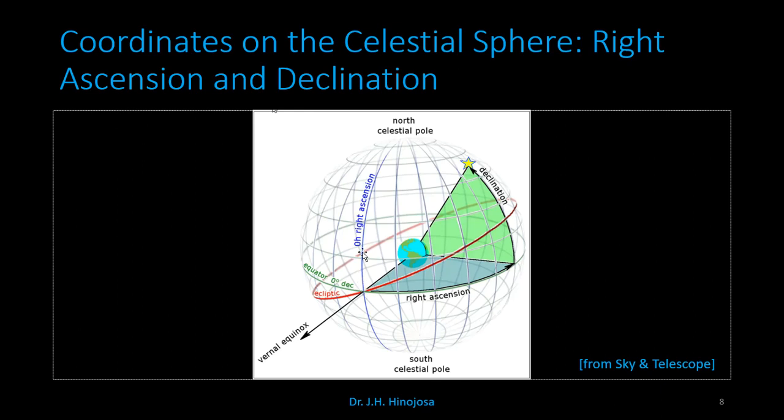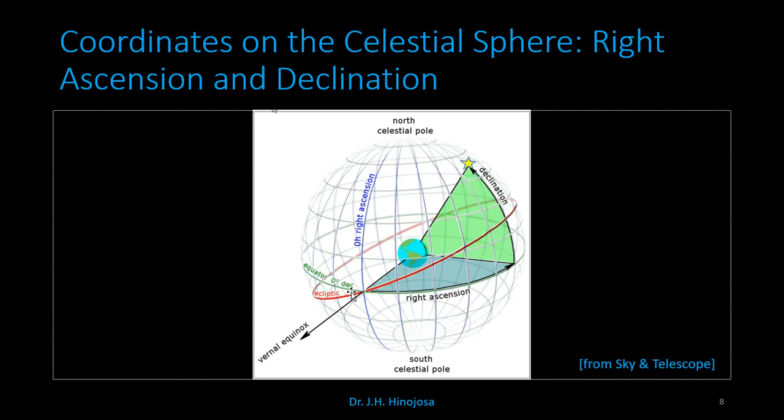Positive declination is above the celestial equator, negative declination is below the celestial equator. Notice that we also have here this circle, which represents the ecliptic or the apparent path of the sun across the sky.